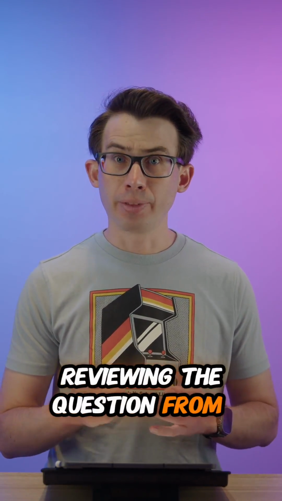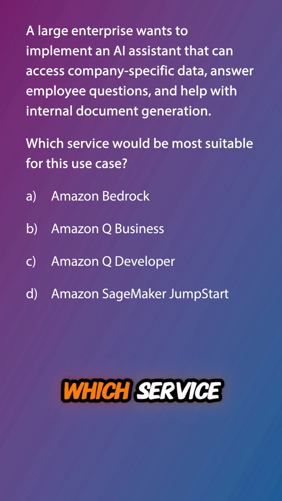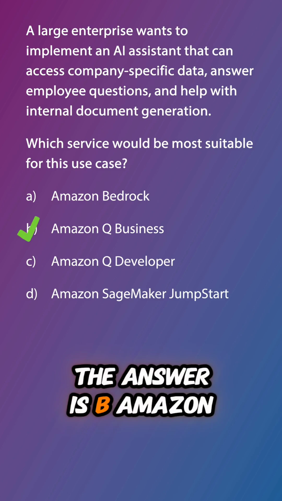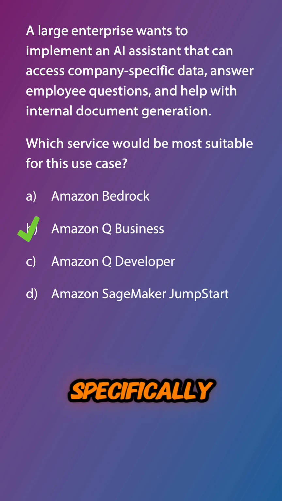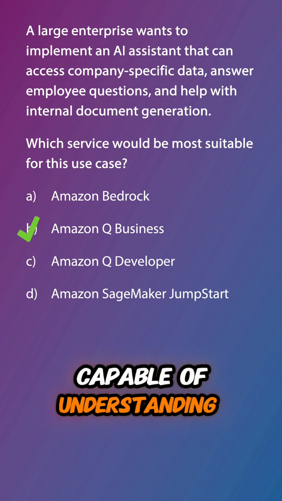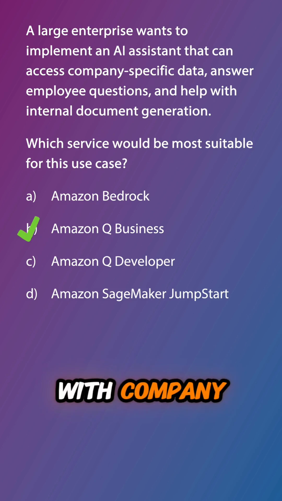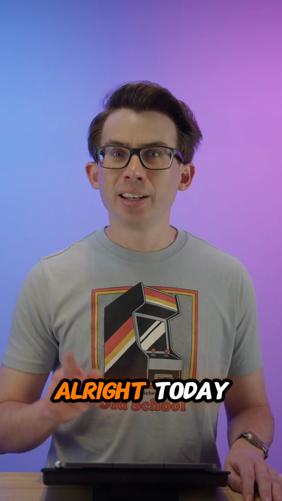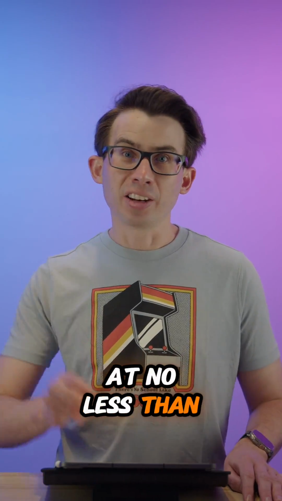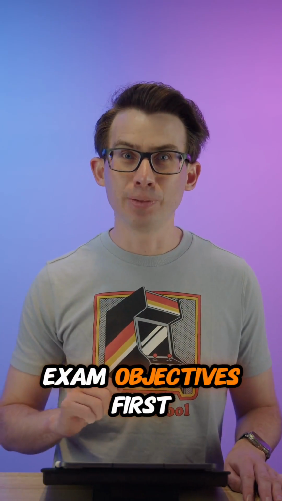Reviewing the question from the previous episode asking which service would be the most appropriate for this use case, the answer is B, Amazon Q Business. Amazon Q Business is specifically designed to be an AI-powered assistant for organizations capable of understanding and working with company-specific data and systems. All right, today we're going to be looking at no less than 3 exam objectives.